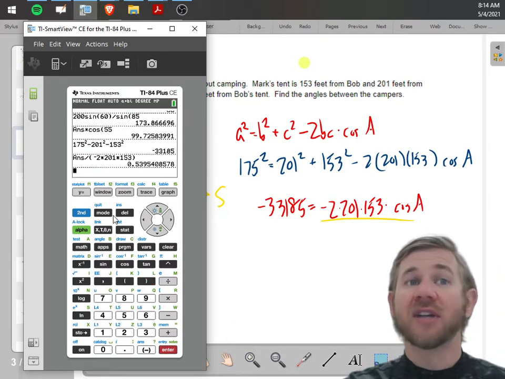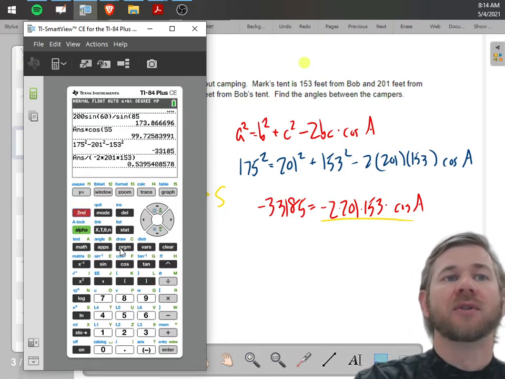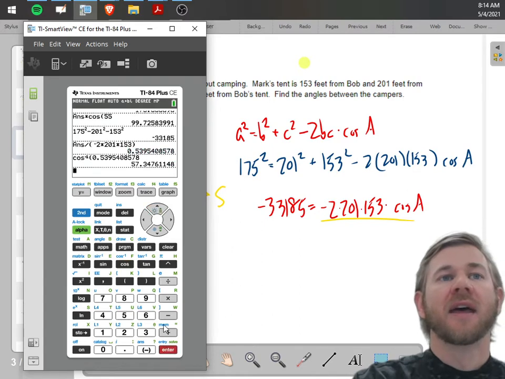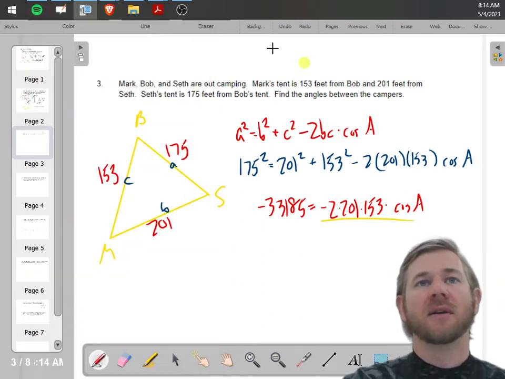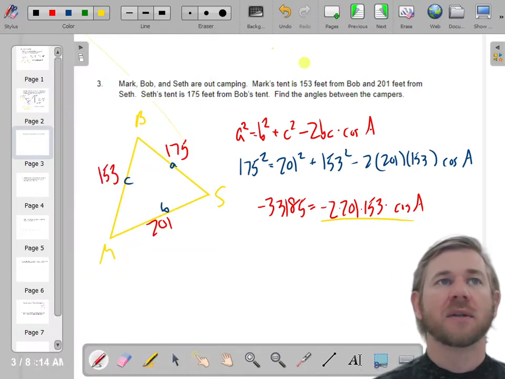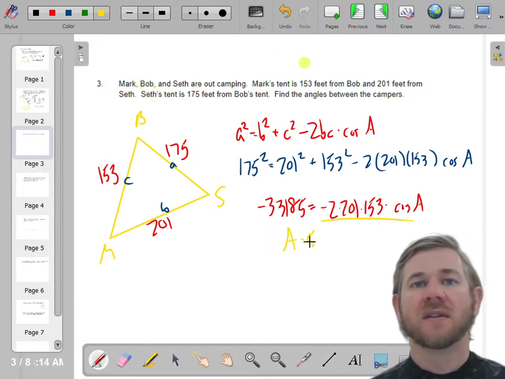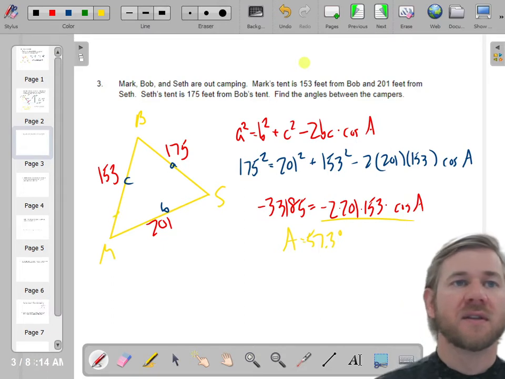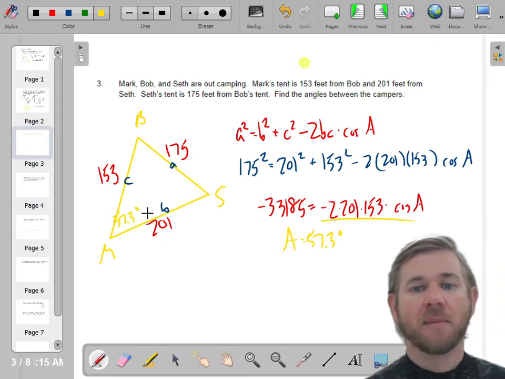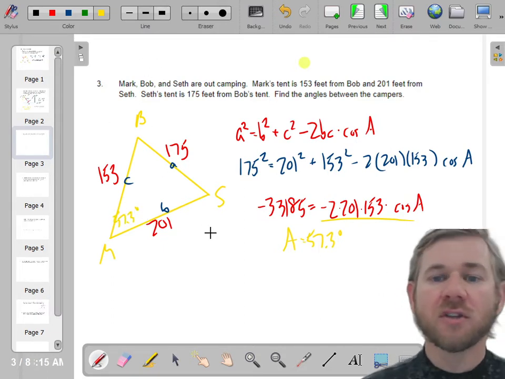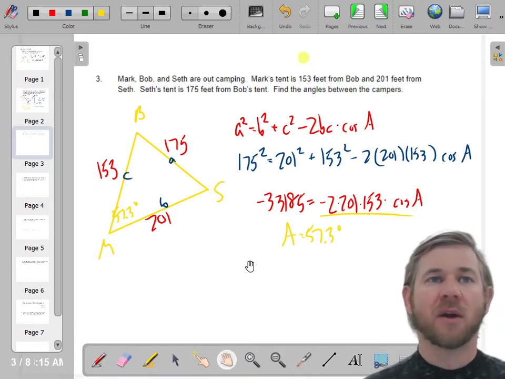All right, so the cosine of A is 0.539. I will do inverse cosine, and now I have A is 57.3 degrees. A is 57.3 degrees. So there's one. I'm going to do the same thing to find one of the other angles. It doesn't really matter which one you do.